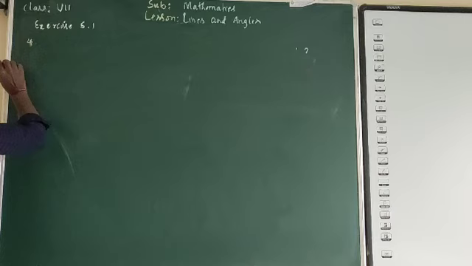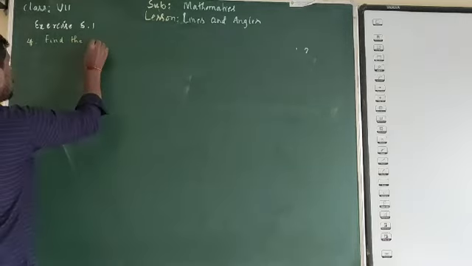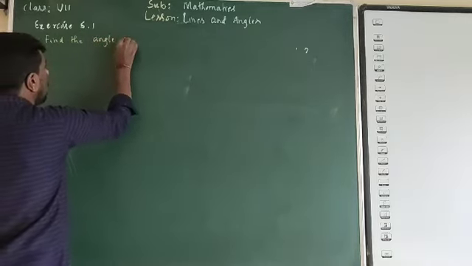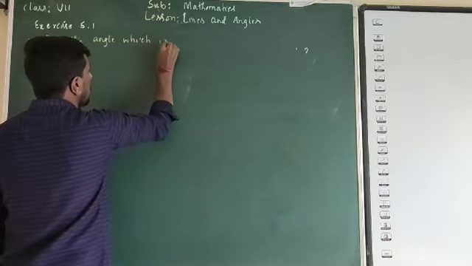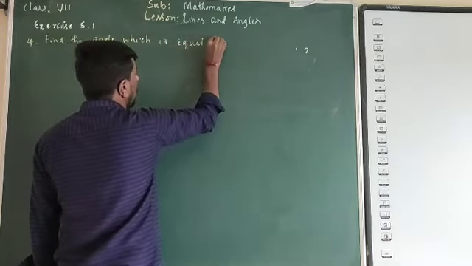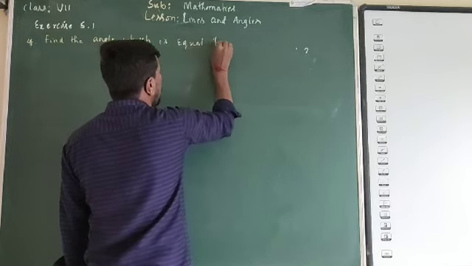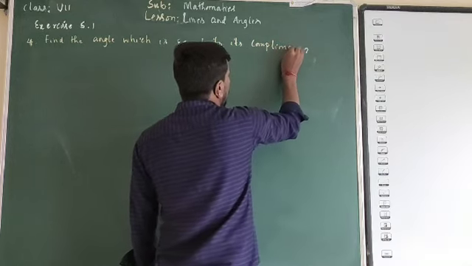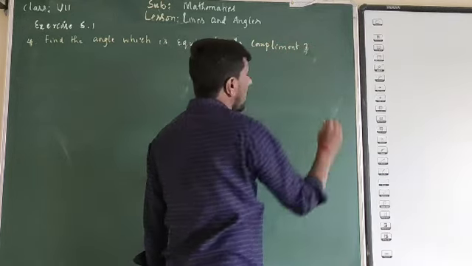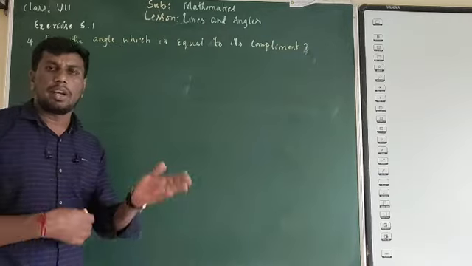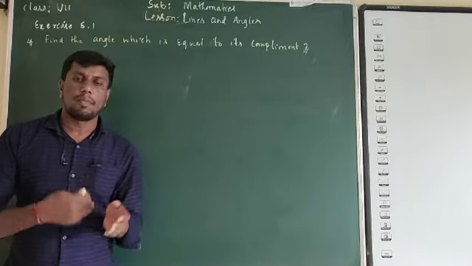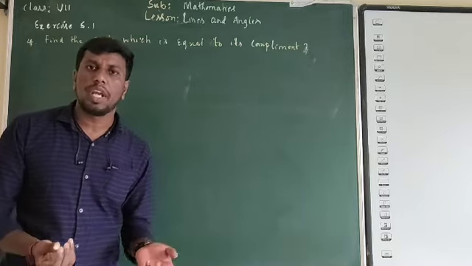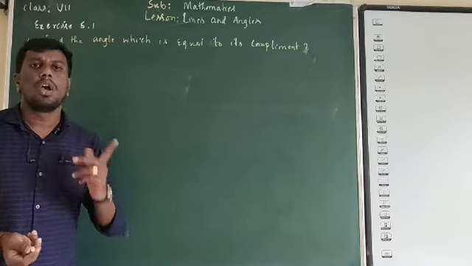Exercise 5.1, fourth question: find the angle which is equal to its complement. So what do we mean by complementary angles? We know that when the sum of the measures of two angles is equal to 90 degrees, then those two angles are called complementary angles.